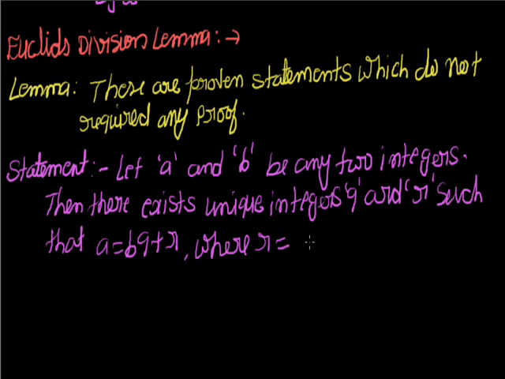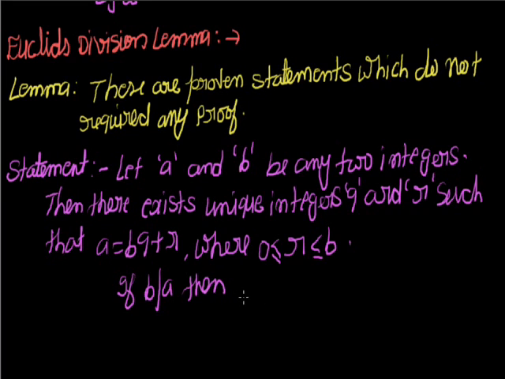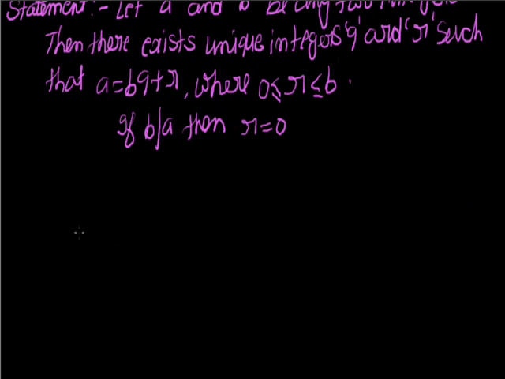Where r lies between 0 and b, that is, r is greater than or equal to 0 and less than b. That is the range of r. If b divides a, then the number is completely divisible, so r is equal to 0. So that is the statement of Euclid's division lemma.